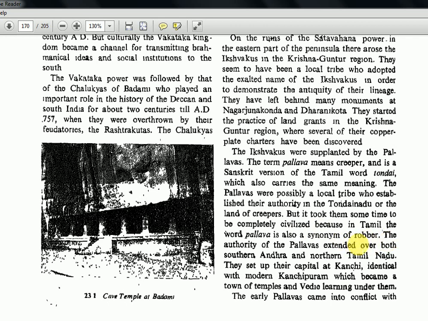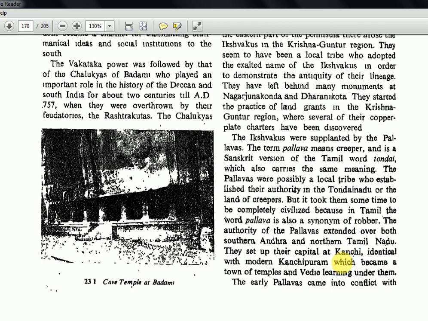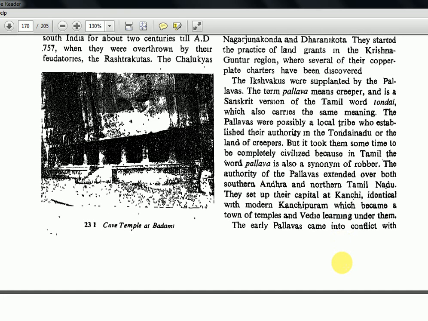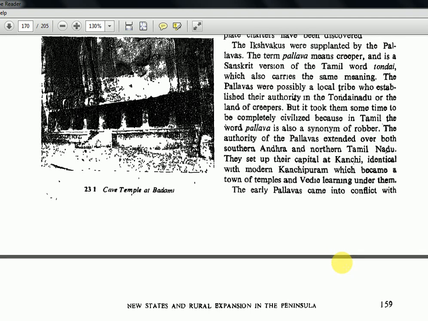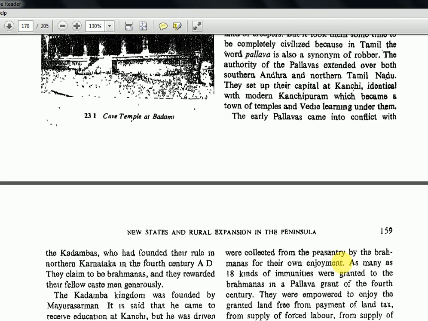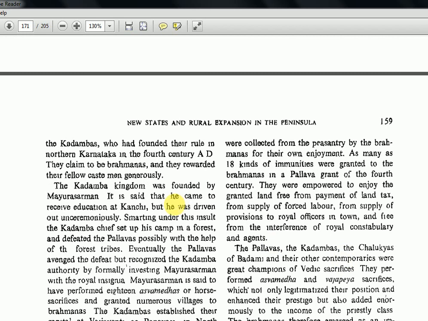The authority of the Pallavas extended over both southern Andhra and northern Tamil Nadu. They set up their capital at Kanchi, identical with modern Kanchipuram, which became a town of temples and Vedic learning under them. The early Pallavas came into contact with the Kadambas. So one more name. This is why I told you at least 10 names you will see like this, so make notes. The Kadambas had founded their rule in northern Karnataka in the 4th century AD. So everybody is a contemporary. They claimed to be Brahmanas and they rewarded their fellow castemen generously. The Kadamba kingdom was founded by Mayura Sarman. So remember this name, Mayura Sarman, is Kadamba.